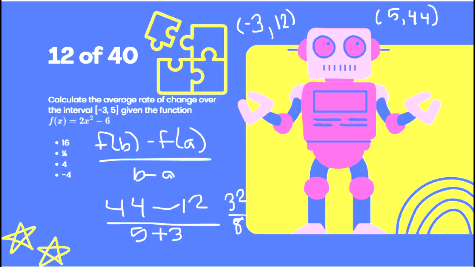I don't know what that is. 32 divided by 8 is 4. Okay, I thought it was 4, but I don't know for sure. So our average rate of change is 4, which is right there.